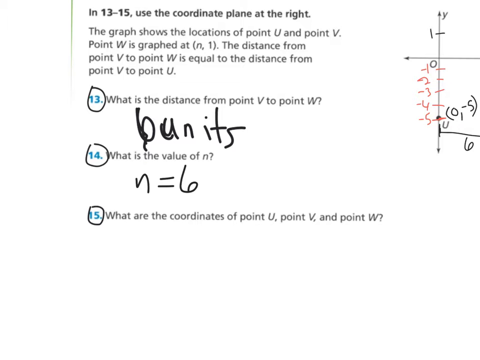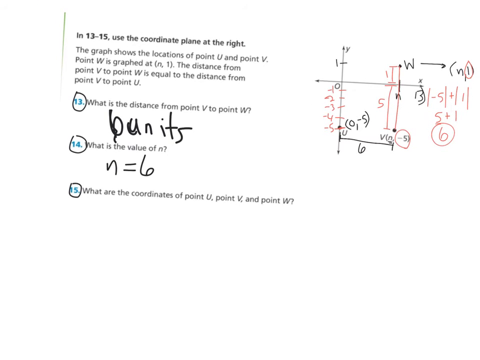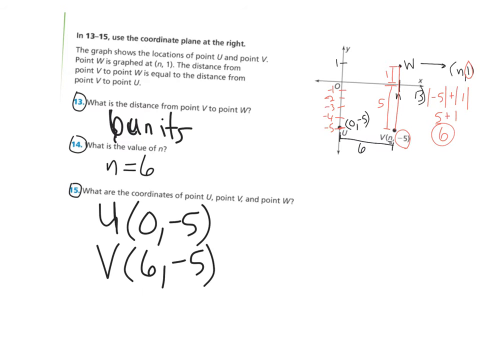Then it says, what are the coordinates of point U, point V, and point W? Well, we actually did that as we went along a little bit. Point U, we just said, would be 0, -5. Point V, if n is 6, would be 6, -5. And point W would be 6, 1. Just substituting 6 in place of the n in those coordinates.